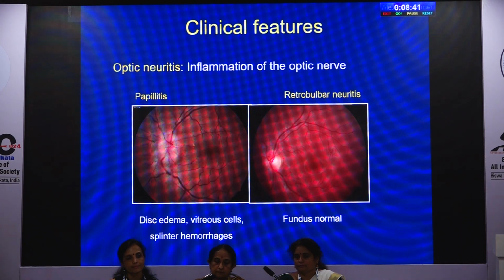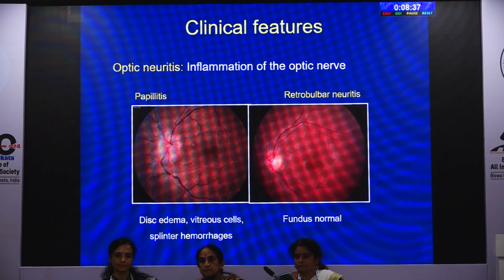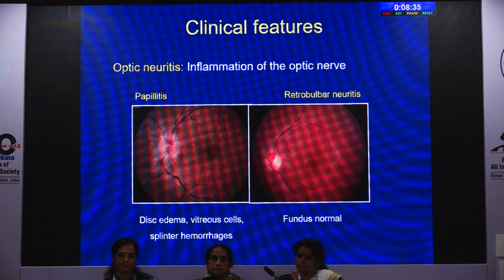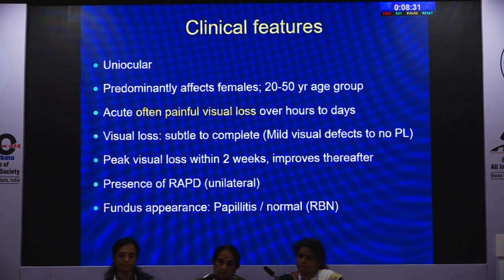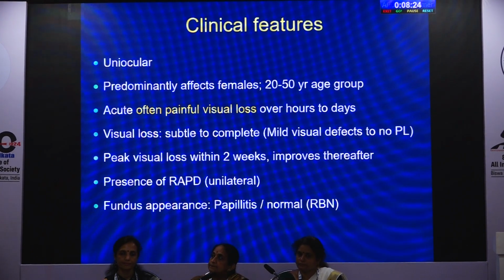At the optic nerve head, you will have a papillitis kind of picture with edema, maybe a few posterior vitreous cells, hemorrhages, or else it could be a retrobulbar neuritis with a normal-looking fundus. The ONTT told us exactly what typical is, and that's how we understand typical now.